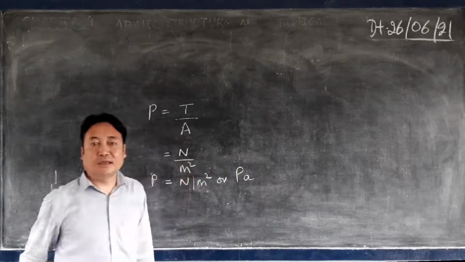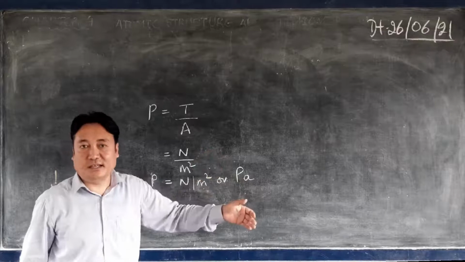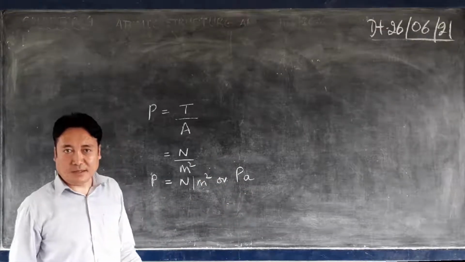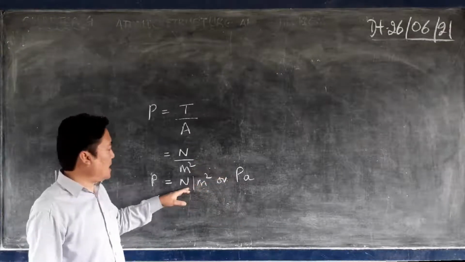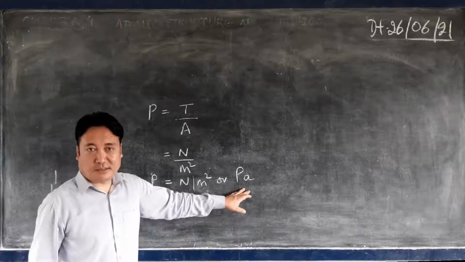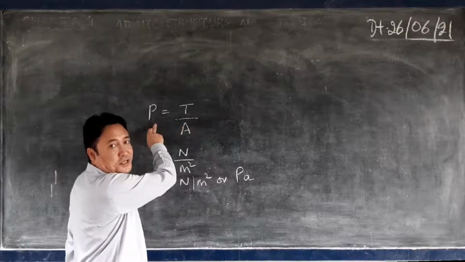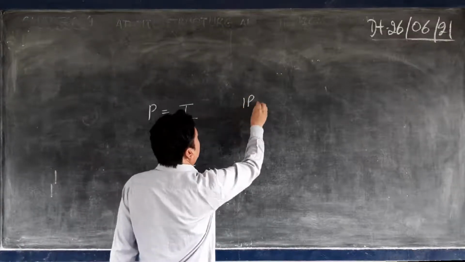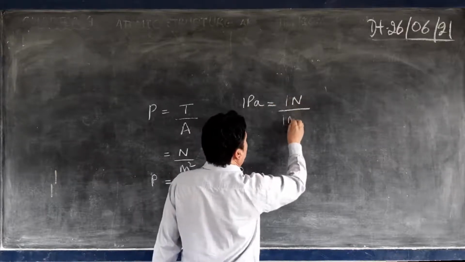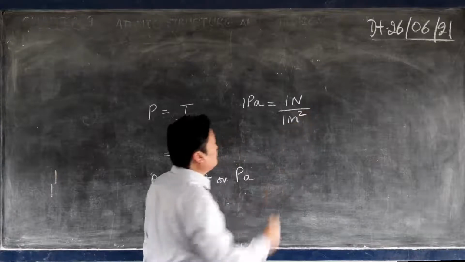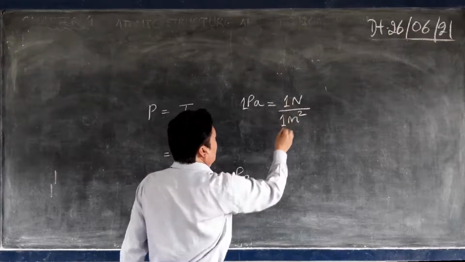Now why is it named Pascal? Because it is named after a French scientist, Blaise Pascal. This SI unit of pressure is kept in the name of the scientist. So you can write it here as Newton per meter square or Pascal. Since the SI unit of pressure is Pascal, I write here: 1 Pa, 1 Pascal, equals 1 Newton divided by 1 meter square.